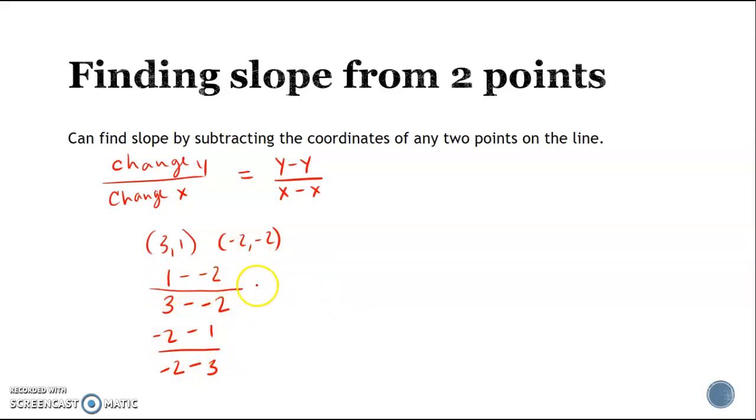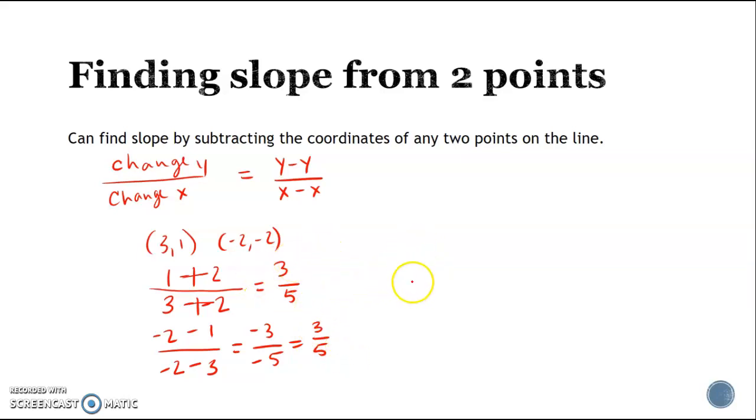So let's go through this first one. 1 minus a negative 2 becomes 1 plus 2, which is 3. And 3 minus a negative 2 becomes 3 plus 2, which is 5. So we end up with 3/5. If we did it this other direction, negative 2 minus 1 and negative 2 minus 3, negative 2 minus 1 is a negative 3. Negative 2 minus 3 is a negative 5. And negative divided by a negative is a positive 3/5. So notice we end up with the same answer either way.